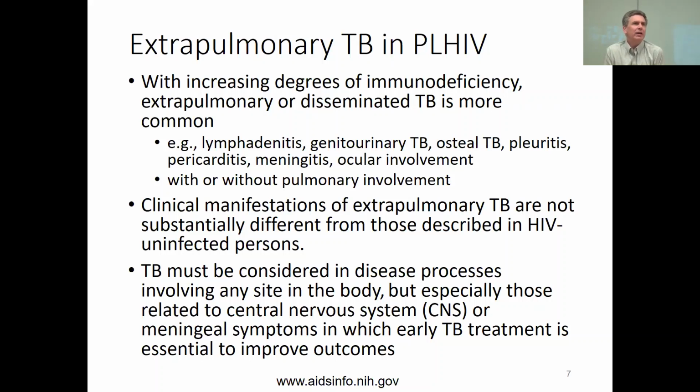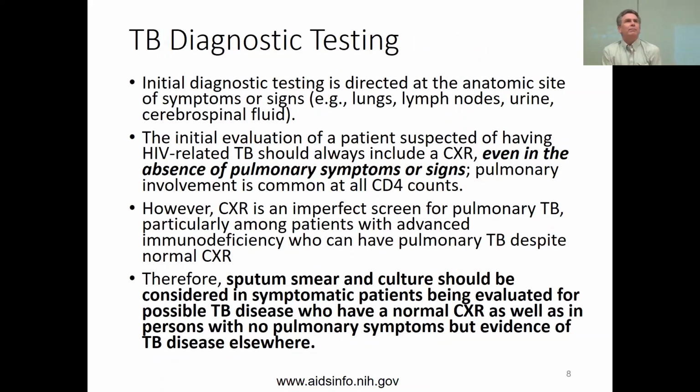Now, the clinical manifestations of extrapulmonary TB are really not substantially different from those described in HIV uninfected persons. It's just that they're more common and you have to have a higher degree of suspicion for them, especially a high degree of suspicion for processes that involve the central nervous system, because if left undiagnosed and untreated, these can be rapidly fatal. So that's sort of the clinical presentation.